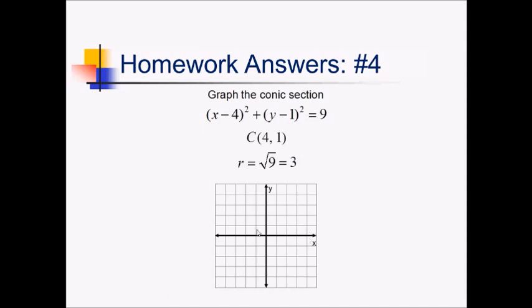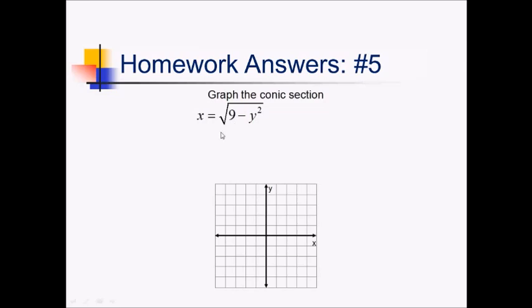So I actually need to make a scale of 2 for all the grid lines. So now 4, 1 is going to be right about here. And I'm going 3 in every direction. So 3 up, 3 to the right, 3 down, 3 to the left, and connect the dots. There's our circle.